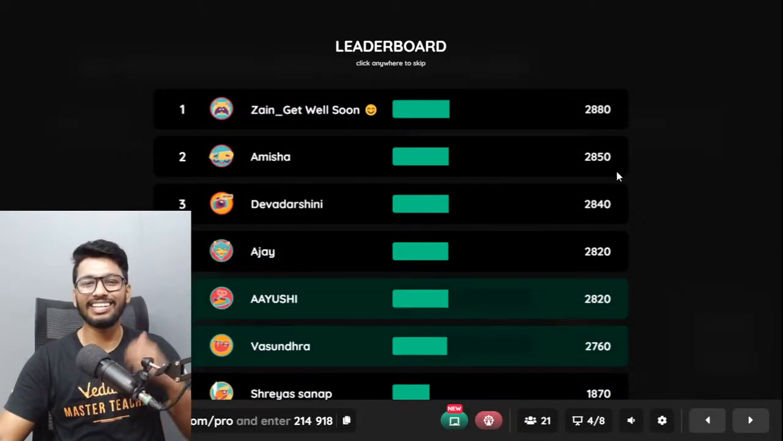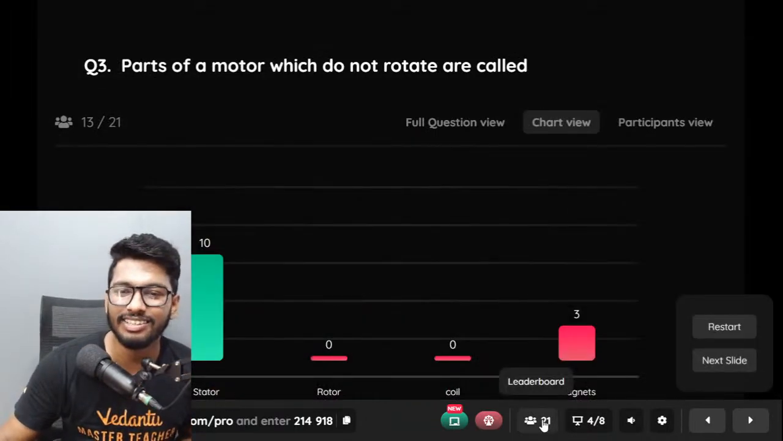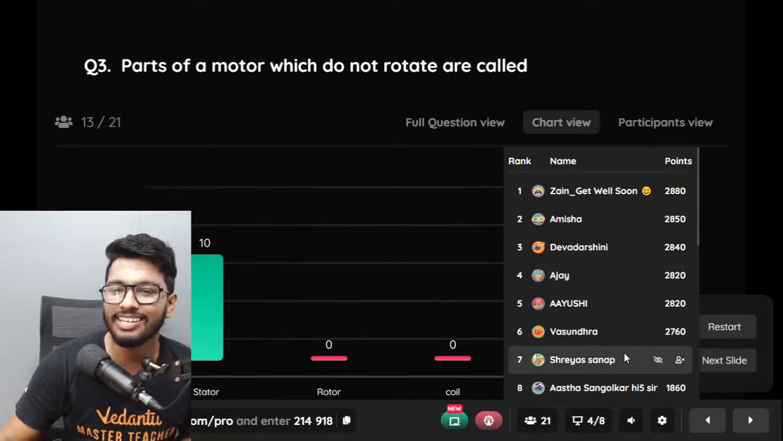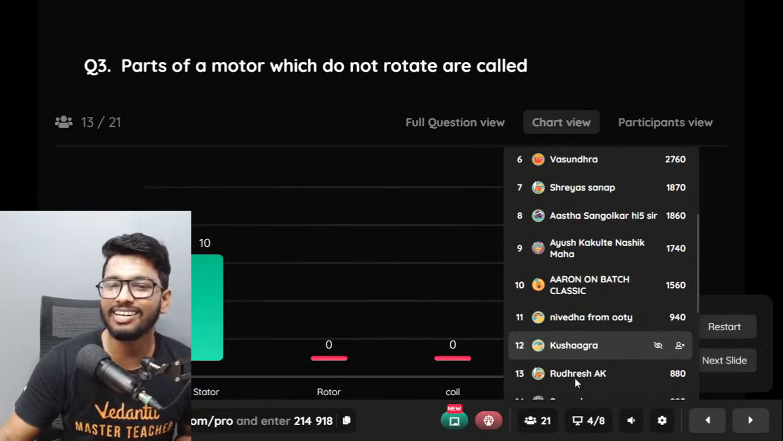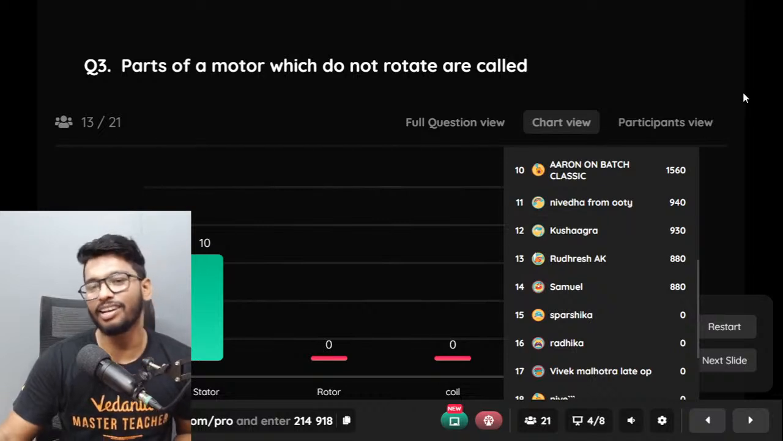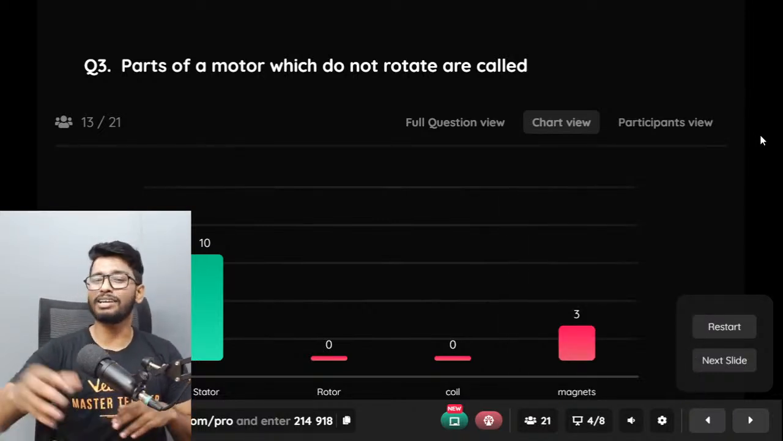Anyways, so here we go, people. This is your leaderboard once again. Zen is still on top. Amisha is second, Devdarshini third. Fourth is Ajay. Then it's Ayushi, Vasundhara, then Shreyas, followed by Ashta, Ayush, Aaron, Nivedya, Kushagra, Rudresh, and Samuel. Congratulations, guys. Well done. Ten of you got the right answer. Some of you said magnets.